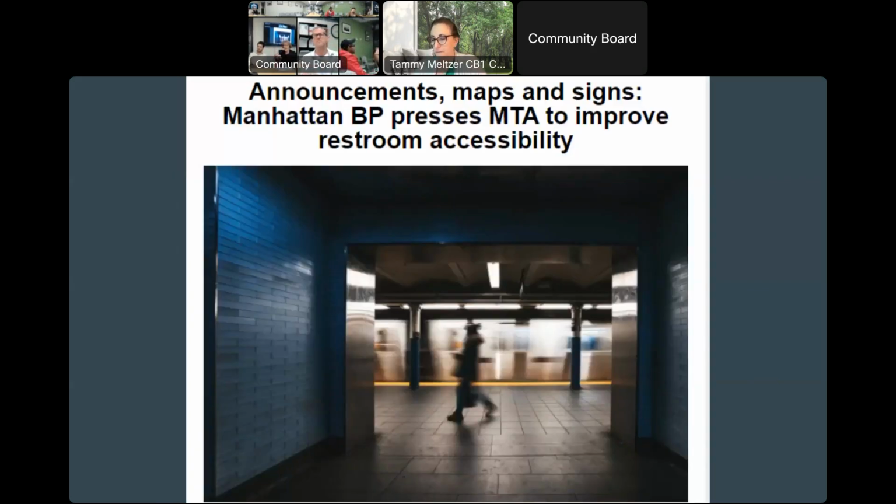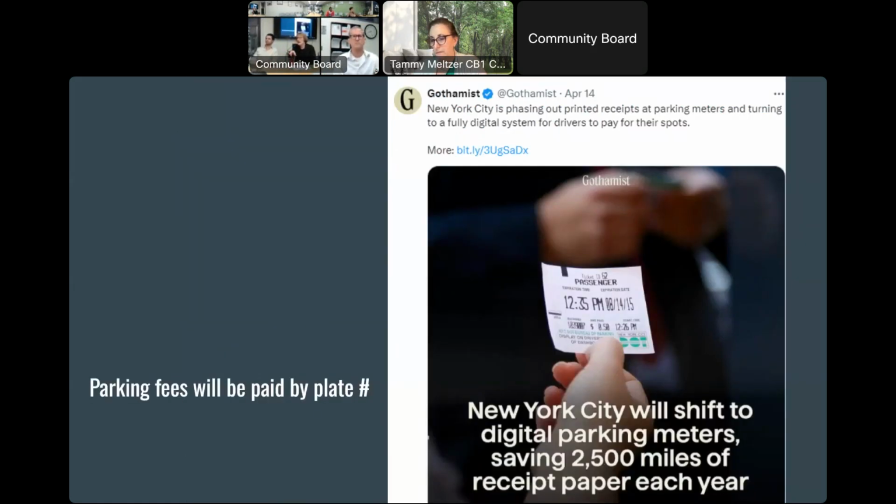Yes, Matt BP has been working, maybe with other people working with public bus, asking the MTA to improve their restroom accessibility, which is great. It's a tribute to that transportation. In fact, the parking fees are now being paid by plate number. So they're gonna get rid of these little tickets. It'll all be done digitally, but that also means you can't transfer it to somebody else if you don't use it, because it's your plate only.